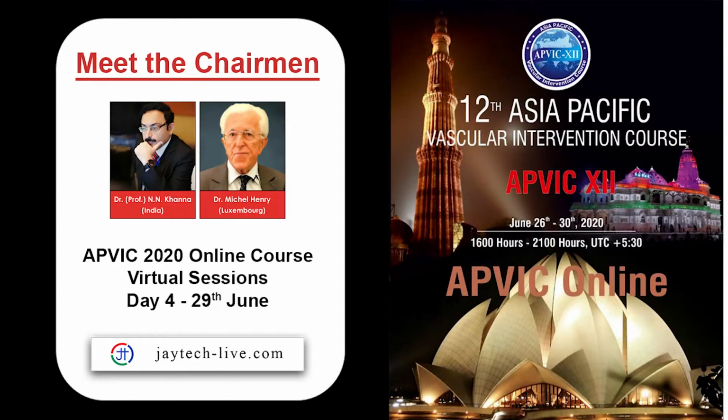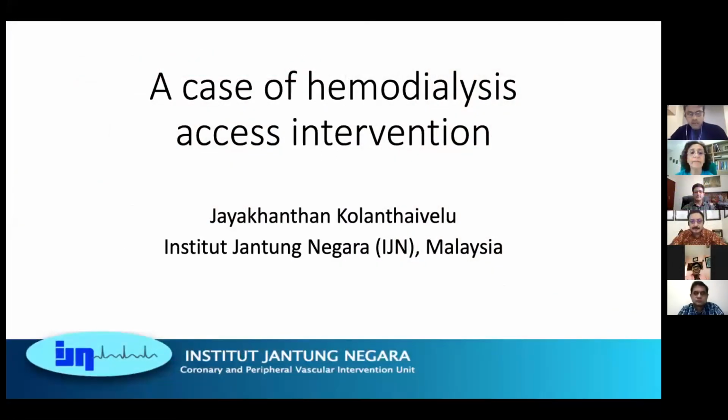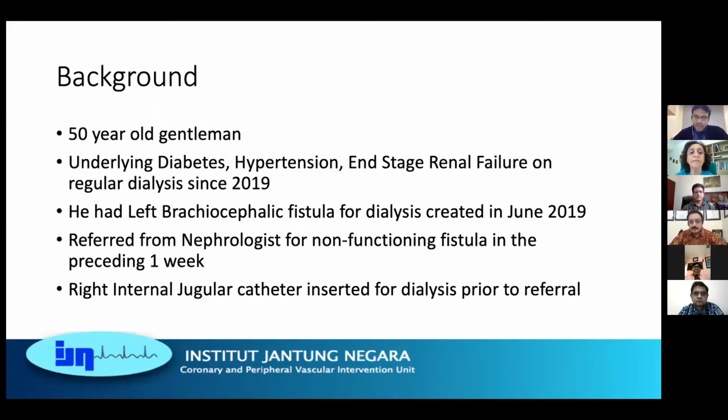So I'm going to share a case of hemodialysis access intervention that I did recently. Just a little bit of background: 50-year-old gentleman, diabetic, hypertension. He's been end-stage renal failure on regular dialysis since 2019. He had a left brachiocephalic fistula for dialysis, which was created in June 2019.